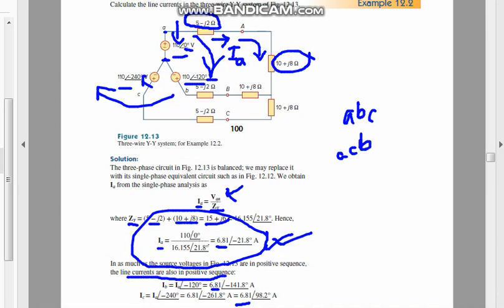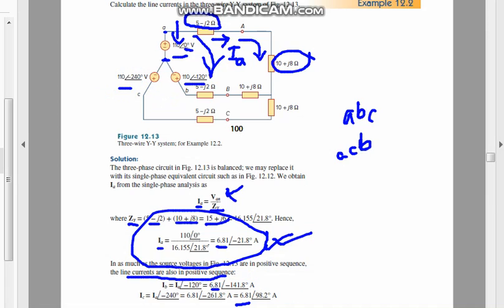Now you have to just add your 120 degree. So here you can see that it is minus 21.8 degree. You have to add minus 120 degree, and you will get minus 141.8 degree. After that there is a 240 degree. Just adding this minus 240 to that, you can get 261.8 degree. Now you can easily understand how you could find out the line current in the YY sequence.